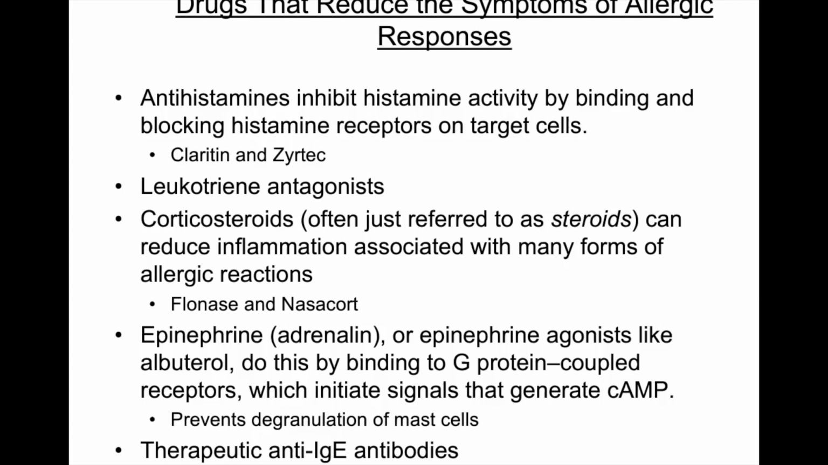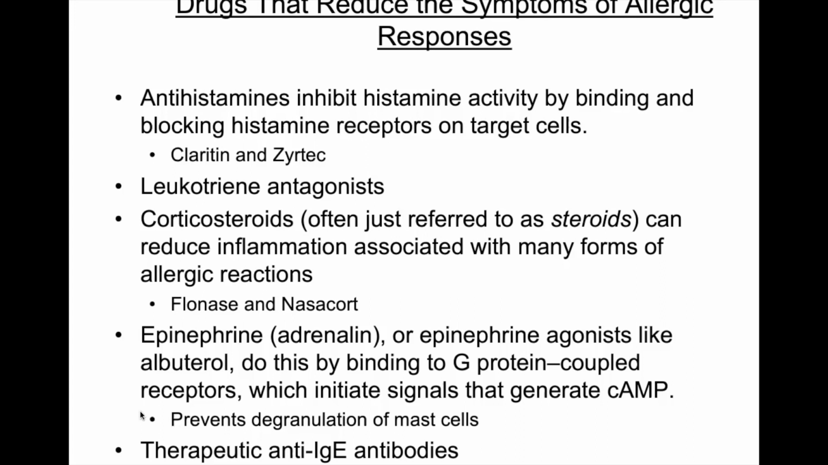Those don't pass the blood-brain barrier as well, so they don't tend to have the central nervous system effects, where your first generation, your Benadryl, those can pass the blood-brain barrier, and that's where you feel the effects of being like really drowsy, because again, it's inhibiting your histamine receptors that are in your central nervous system.